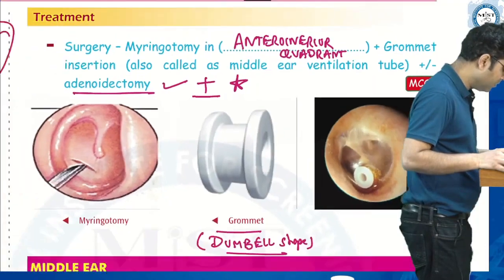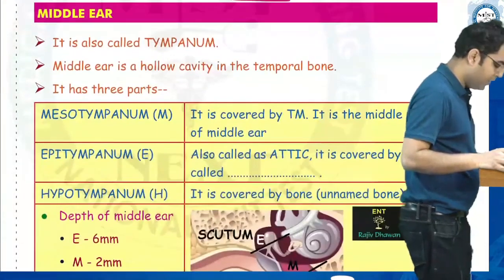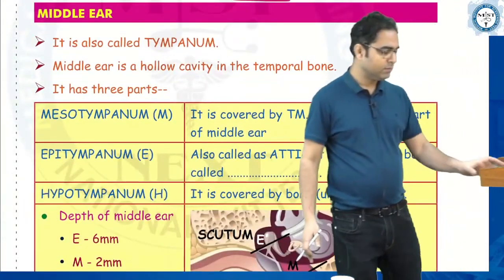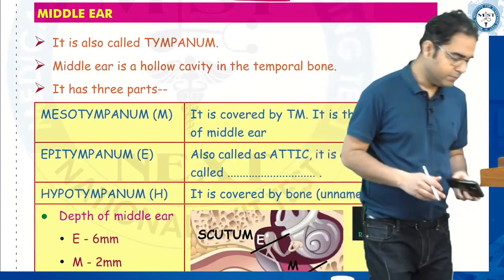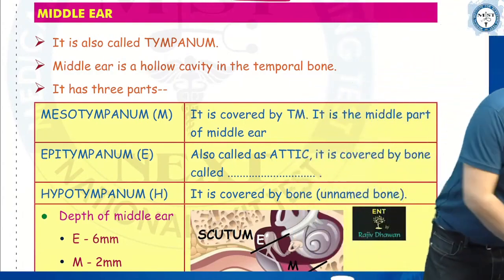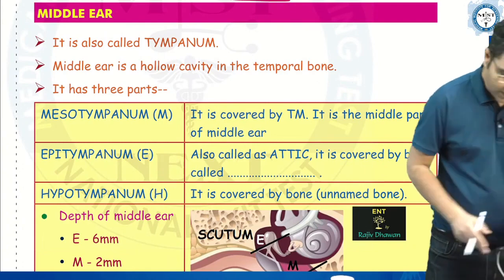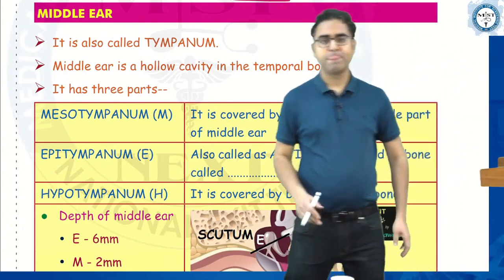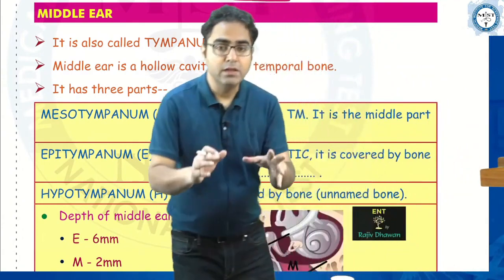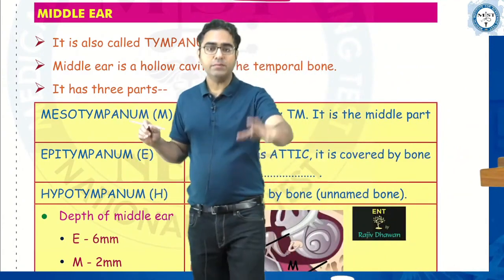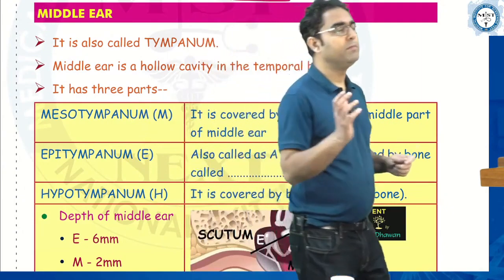Next one, beta. Next topic. Middle ear. Everybody, open up the next topic. Middle ear, beta. Now, middle ear is also called the tympanum. Tympanum. Now, myringo means tympanic membrane. Tympanum means middle ear. Please understand.